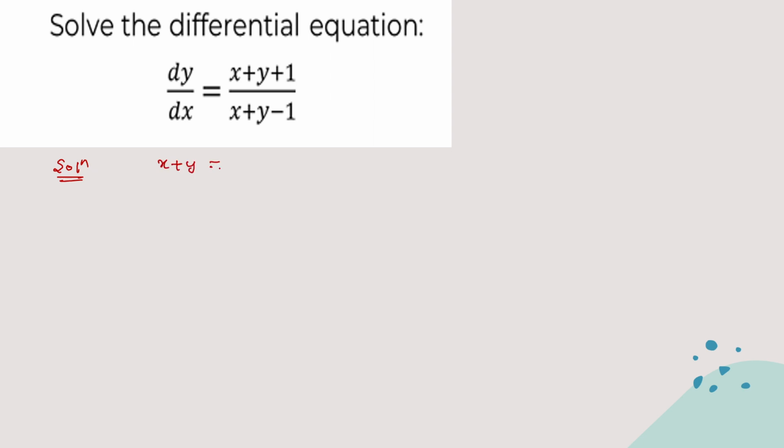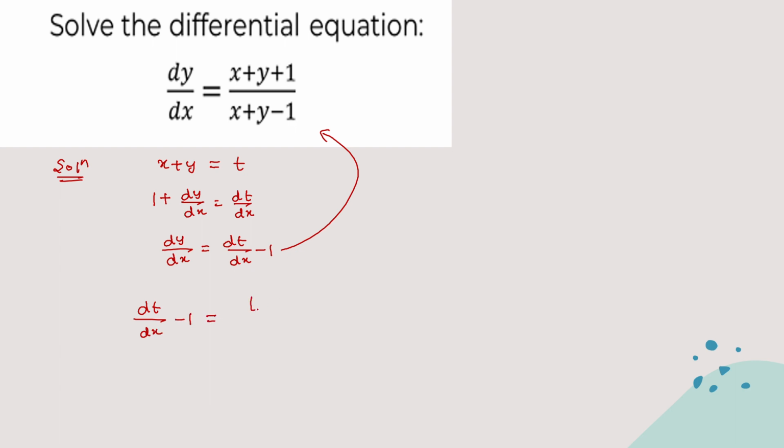So we will take x plus y as t, and when you do the differentiation with respect to x only, this will become 1 plus dy by dx is equal to dt by dx. And now from here you have to replace the dy by dx value also. So dy by dx value will become dt by dx minus 1. Okay, now put it back into the equation. So dt by dx minus 1 equals to x plus y, which you have already taken as t. So t plus 1 upon t minus 1. This value we have already taken as t.